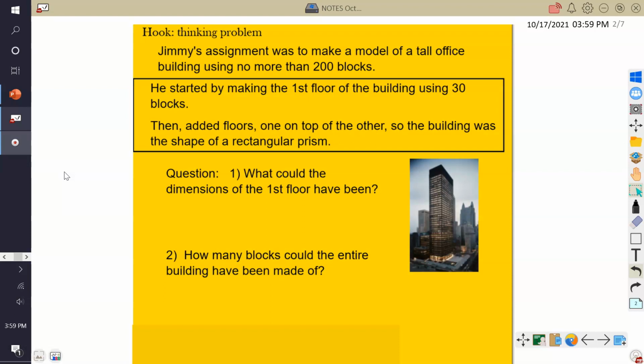The second question: once he has this first floor created, he builds up his model of the building. So he puts maybe a second floor on top of it, and then maybe a third floor or a fourth floor. We don't really know because we don't have his final product right here. But he creates a building by starting with the first floor with 30 blocks, and then he has the second floor and third floor. So the second question is, how many blocks could the entire building have been made of? We don't know how tall the building was. He could have just had a single floor and then stopped and said, that's my building. He could have had 2 floors or 3 floors. So how many blocks could the entire building have been made of?